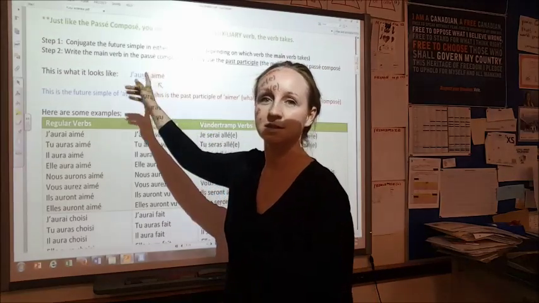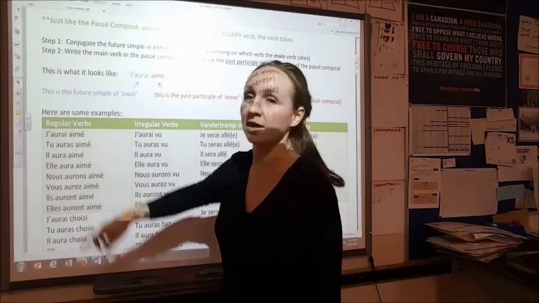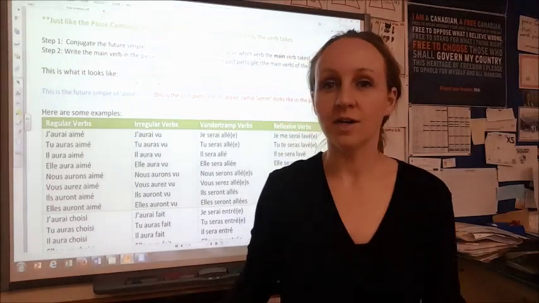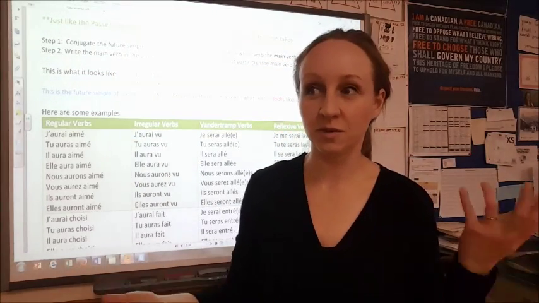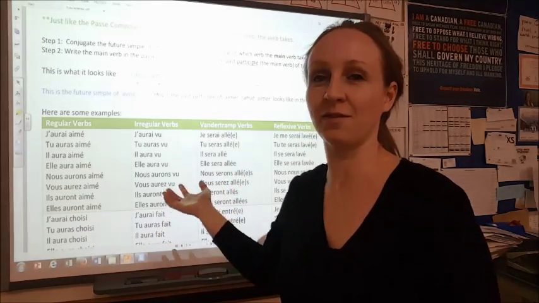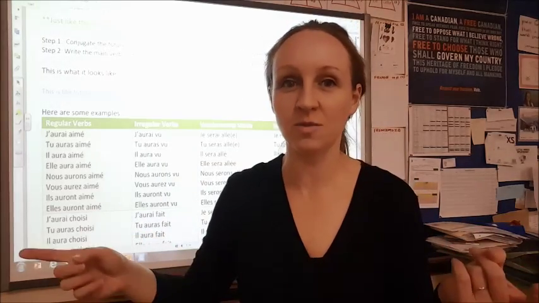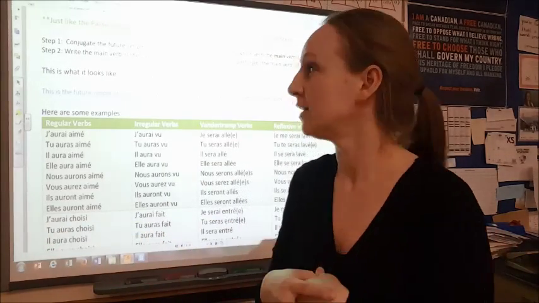We've got, hopefully you guys can see, j'aurais aimé. And so the very first part, j'aurais, is actually just the future simple of avoir. So if you've already learned the future simple, then half your work is cut out for you. And if you've already learned the passé composé, then the other half of your work is cut out for you. You've basically done all of your work by knowing the future simple and the passé composé. You just have to be able to put it together.